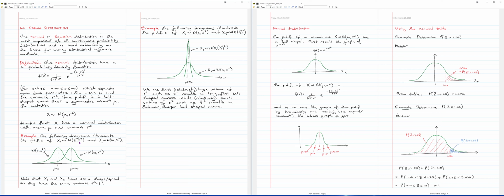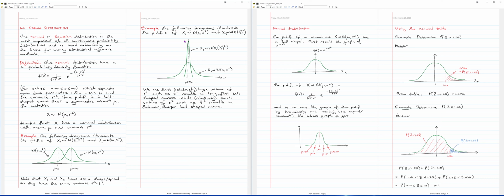The standard deviation is exactly the same for both of them, so the spread about the mean is the same for both. The means, however, are different. This one has mean 5, and this one is centered about 10. The mean sort of locks the curve in place, and then whether it's narrower or wider depends on the standard deviation or variance. It's the same for both of them, so they both have the same shape about the mean.